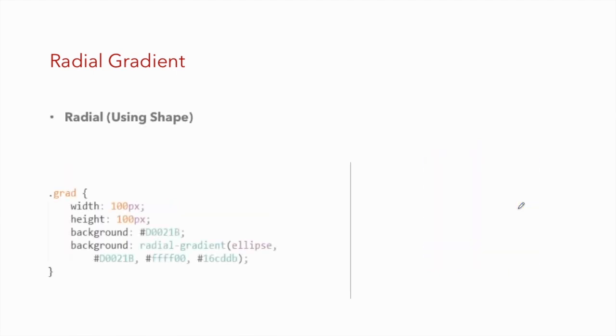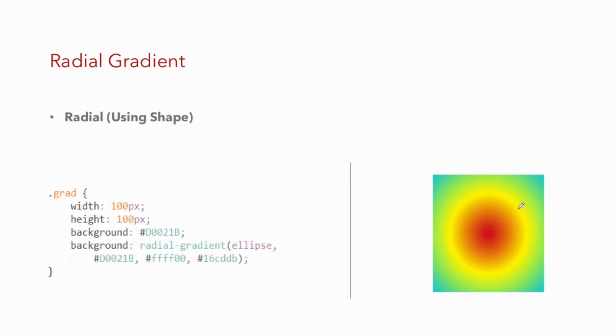In case you have to use the shape, you can specify it like this. I have written ellipse over here and you can see the gradient has been drawn with the 3 color stops. You can alternatively write circle also instead of ellipse.